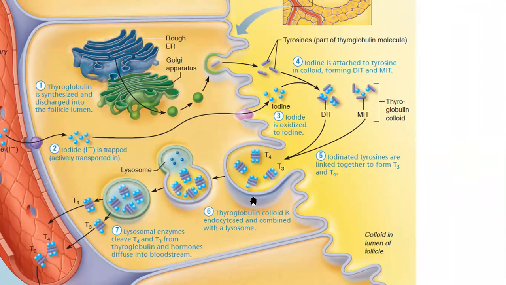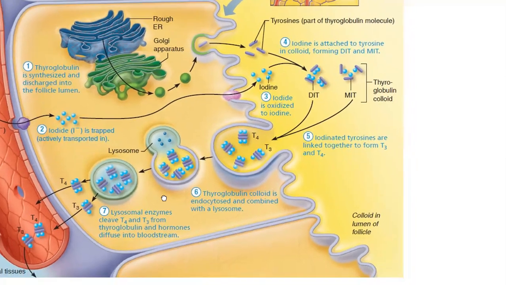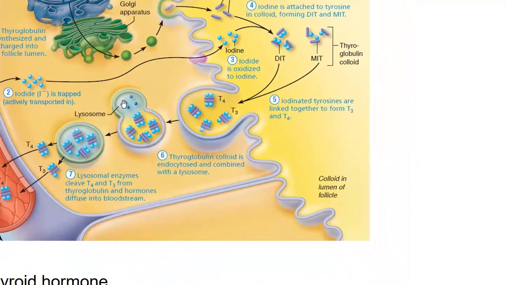And it's going to create this vesicle right here. And it's going to have that pinocytosis. It's going to get pinched off, cell eating, cell drinking right here. And the thyroglobulin colloid is endocytosed and combined with a lysosome. It gets combined with a lysosome. So the lysosome can then have a degradation of it.